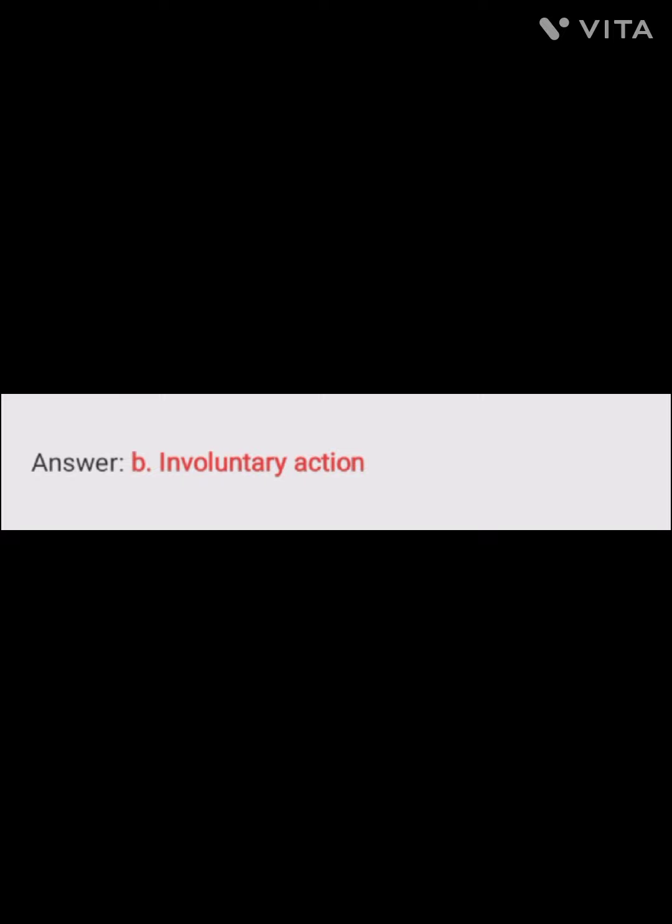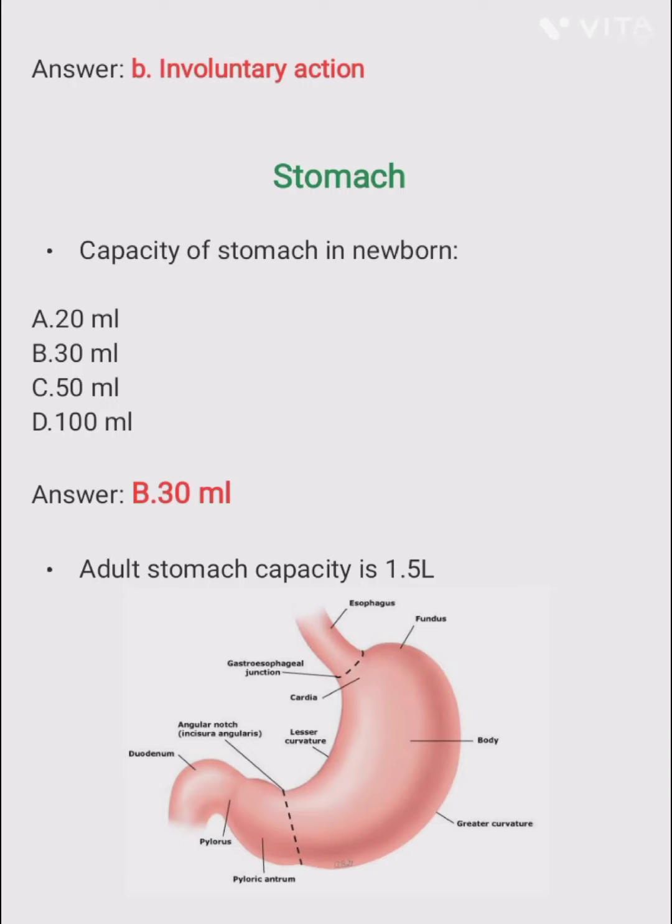And the answer is involuntary action. Peristaltic movements is an involuntary action. Capacity of stomach in newborn: 20 ml, 30 ml, 50 ml, 100 ml. The answer is 30 ml. Stomach capacity in newborn is 30 ml. In adult, stomach capacity is 1.5 liters.